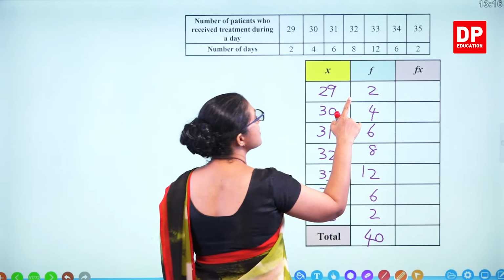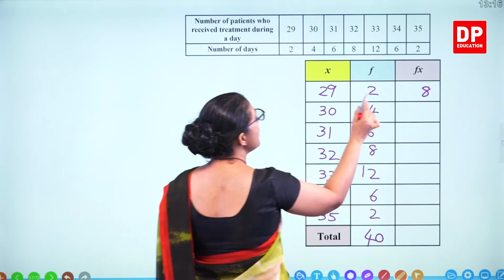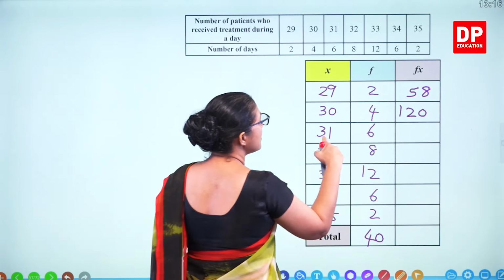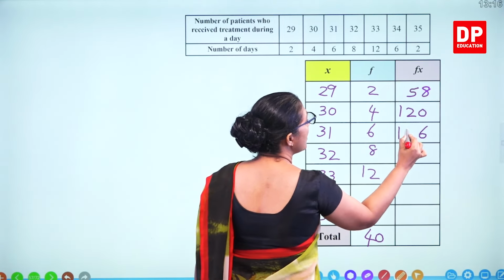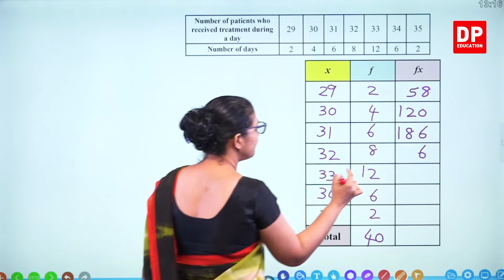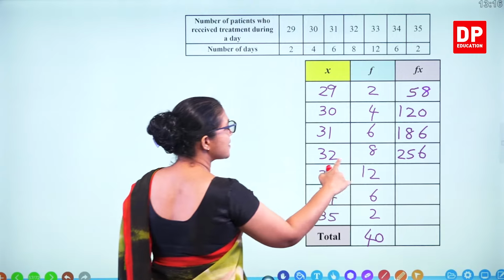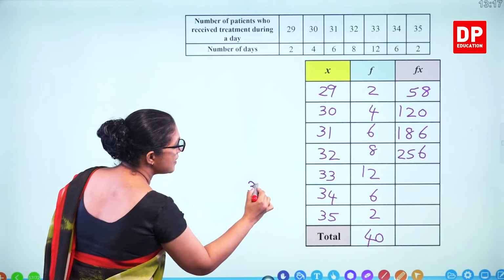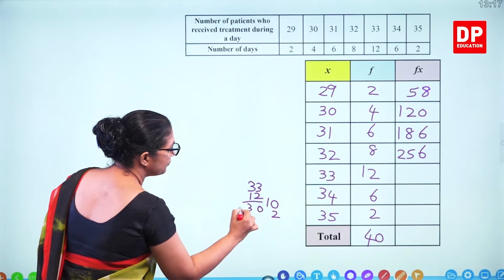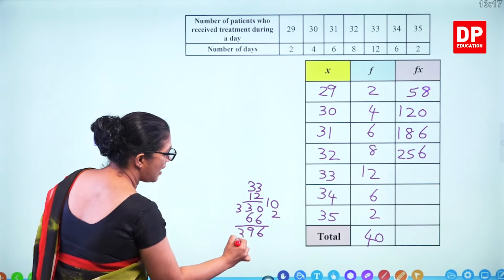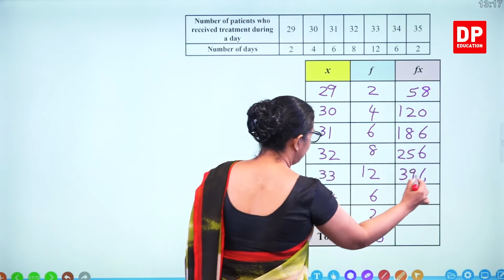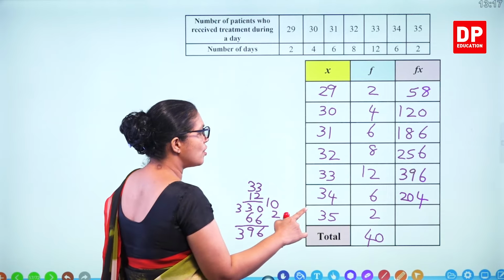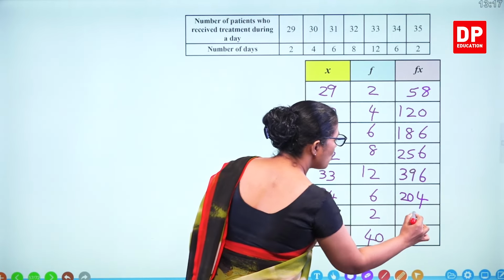Now we'll multiply fx. 29 times 2, 2 times 9, 18, 1 remaining. 2 times 2, 4 plus 1, 5, so 58. 30 times 4, 120. 31 times 6, 186. 32 times 8, 256. 33 times 12, we'll multiply separately, 10 and 2. So you get 396. 6 times 34, 204. 6 times 4, 24. 6 times 3, 18 plus 2, 20. 35 times 2, 70. Now take the total.